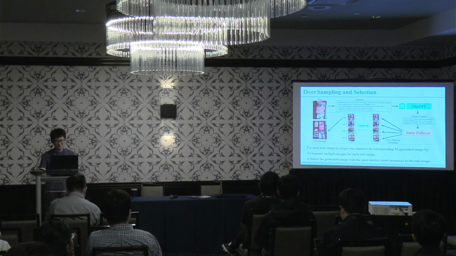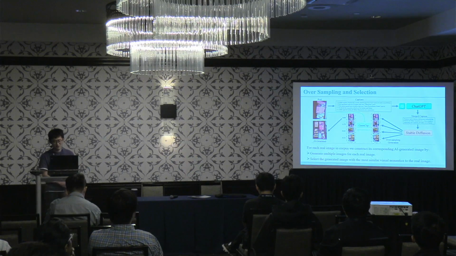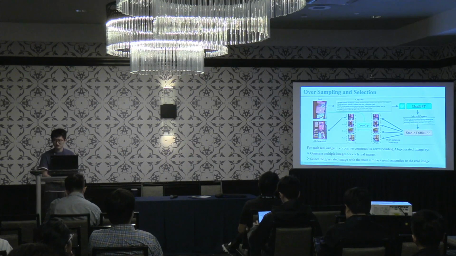After constructing this benchmark, we generate an AI-generated image for each real image. Specifically, for a real image, we use Stable Diffusion to perform multiple generations with different random seeds and get multiple generated images. Then we use OpenCLIP to select the generated image with the most similar visual semantics to the real image.